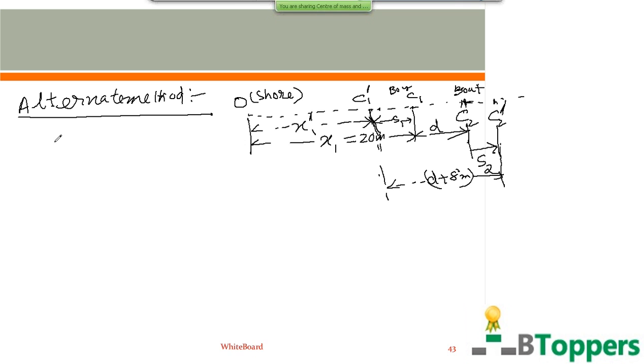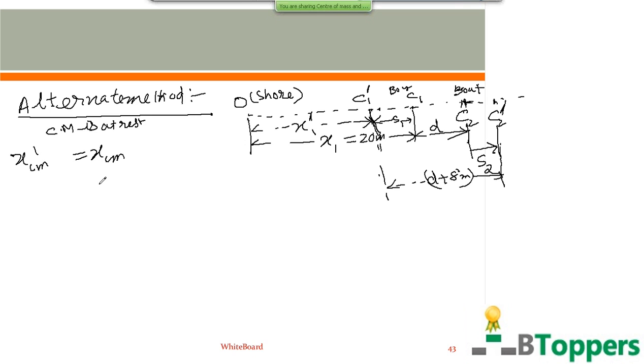Now, using the same reasoning which I have discussed in the last special case of the previous class: because no external horizontal force is acting on the system, the net horizontal force on the system is 0. The total weight of the system is balanced with the upward force of buoyancy. And the center of mass of the system is initially at rest, so it continues to be at rest. Therefore, the distance of the center of mass of the system from the origin O must be the same in both the cases.